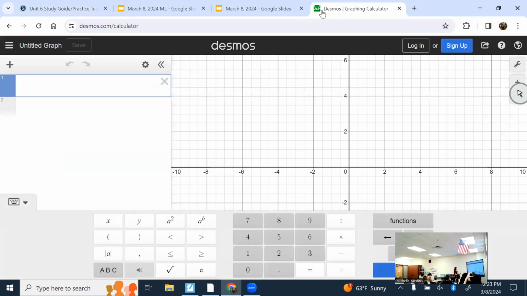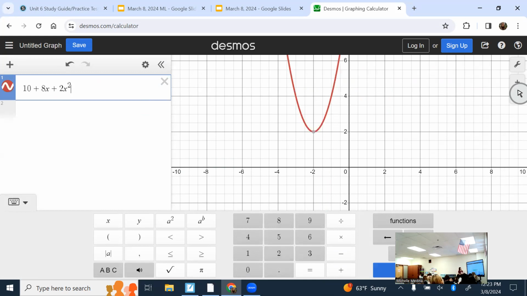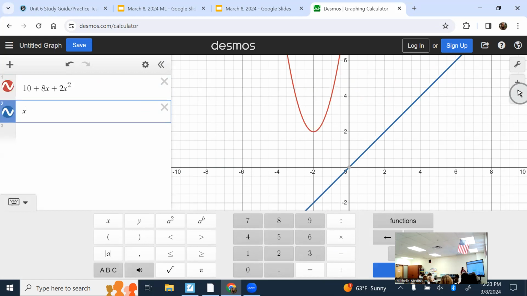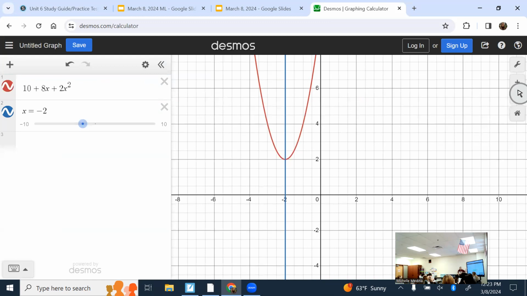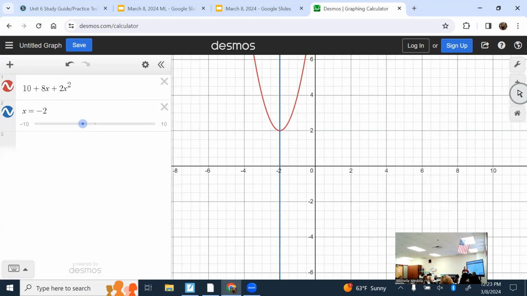So it was 10 plus 8x plus 2x squared. Okay. So your line of symmetry, once you have it, so we already calculated it, but you see, like, I typed in my line of symmetry and it goes right down the middle of my quadratic. So you can also check your line of symmetry equation that you made that way.